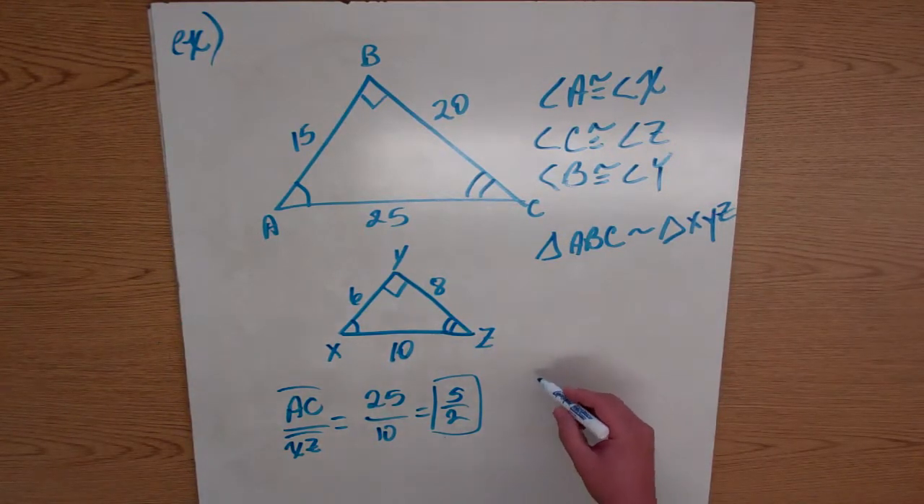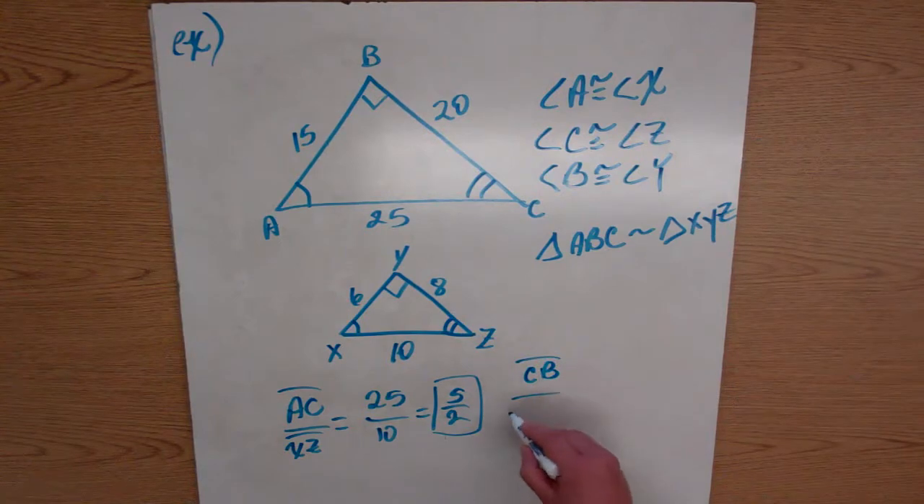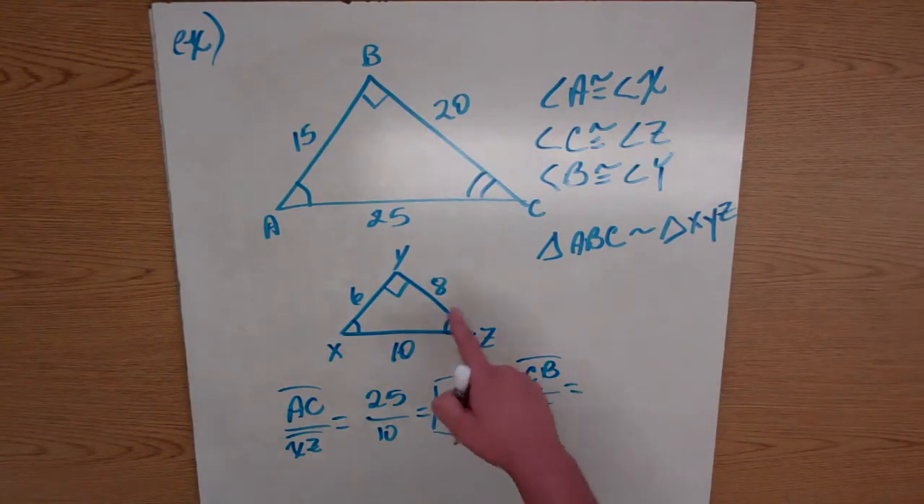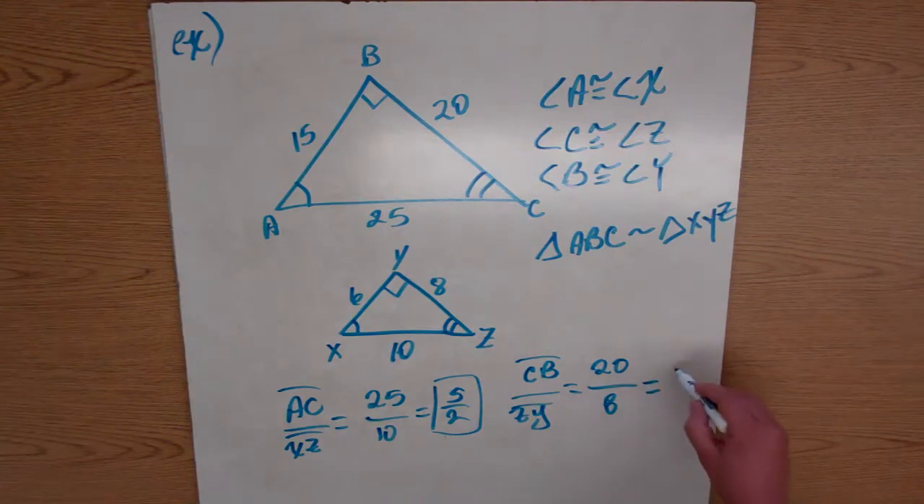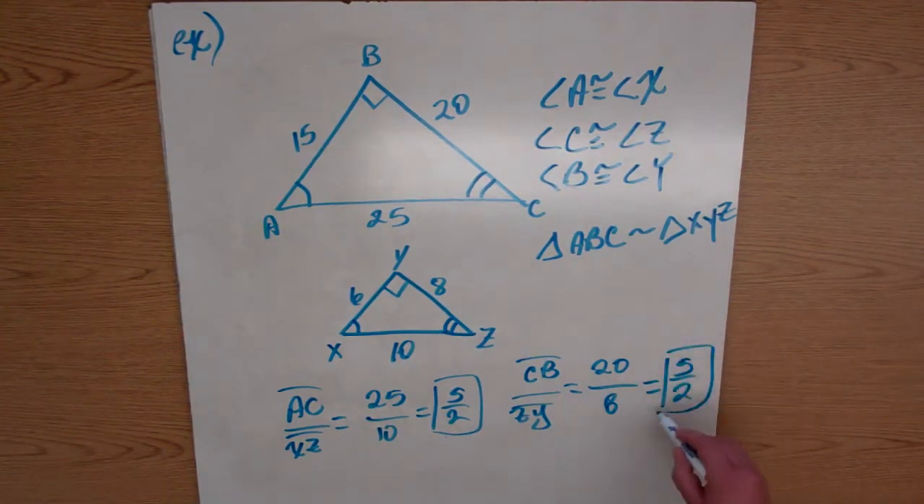Now let's do CB over ZY. CB is 20 over ZY, which is 8. If you pull a 4 out, you go down to 5 halves again. So two of the sides are in proportion. Now we just have to double check to make sure the third side has the same ratio. If it does, the 2 triangles are similar at a 5:2 ratio. If not, they're not similar and we wasted our time. Actually, we didn't waste our time because we did prove that they weren't similar.